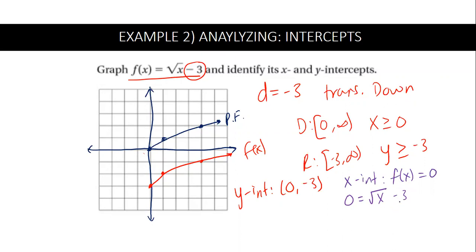All right. So what would I need to do to get x by itself? I would need to add 3. So that cancels out the 3's on the right side, leaves me with 3 equals the square root of x. How do you cancel out a square root? Square it. And what is 3 squared? 9. So therefore, my x-intercept, if this graph would continue, would be at (9, 0).